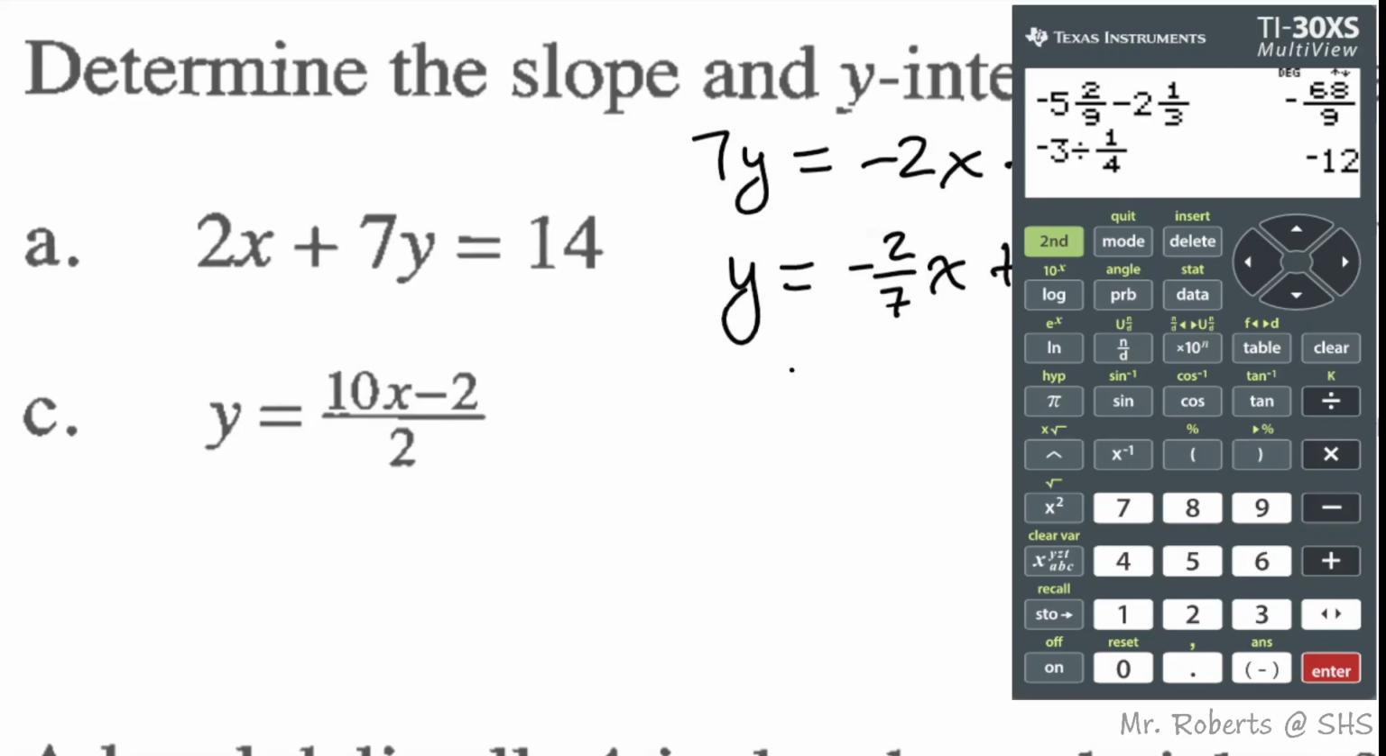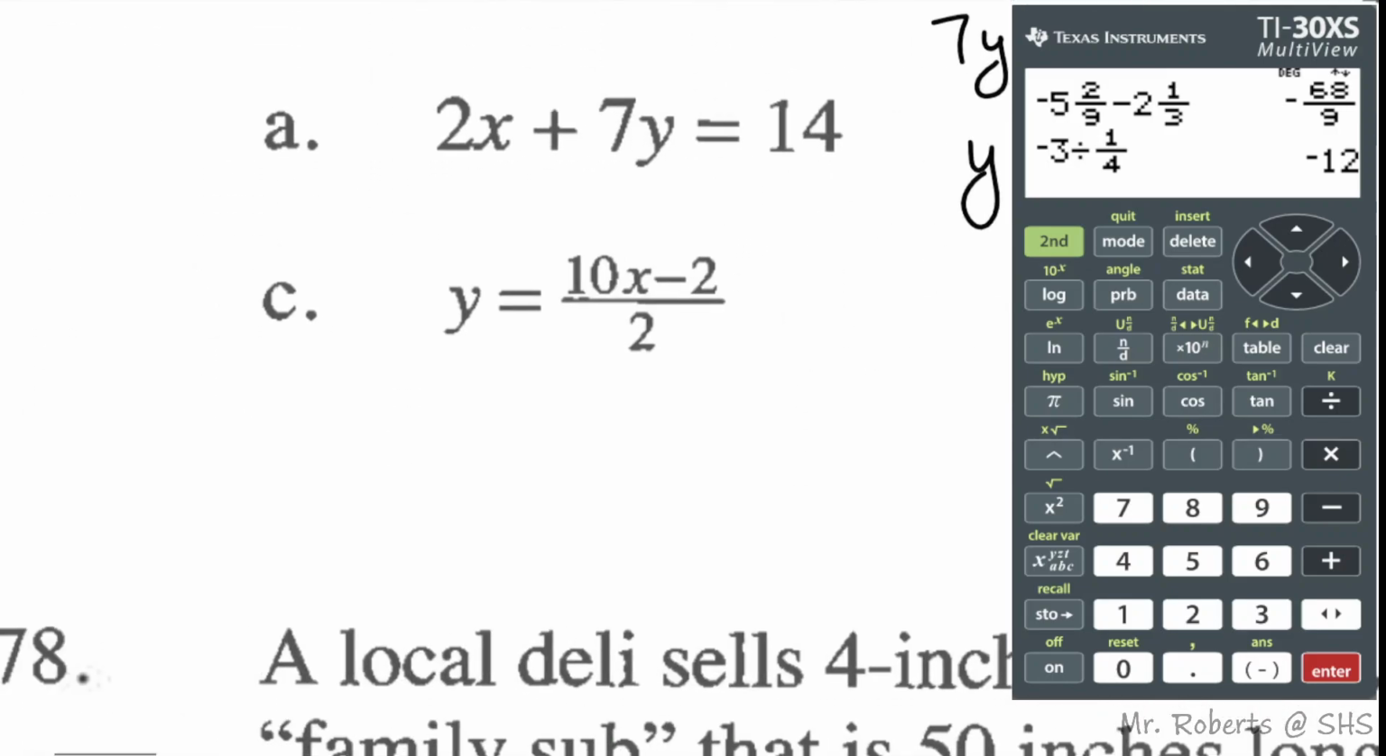Okay, so my slope for this is down 2 to the right 7. And my y-intercept is going to be the number 2, right? So those are my parameters for that. For C, let's do it. We're here.